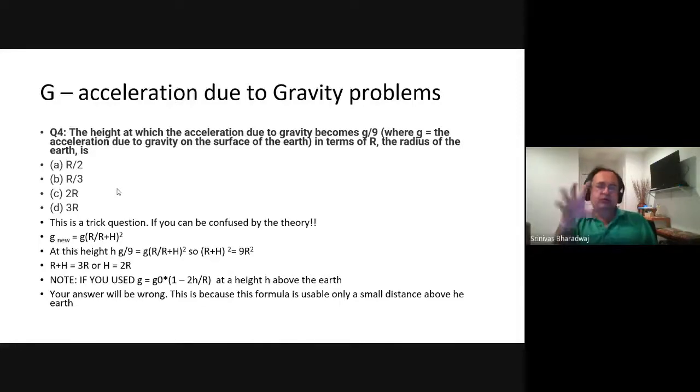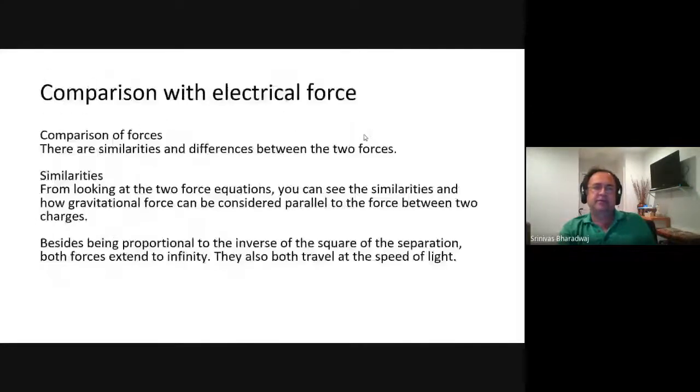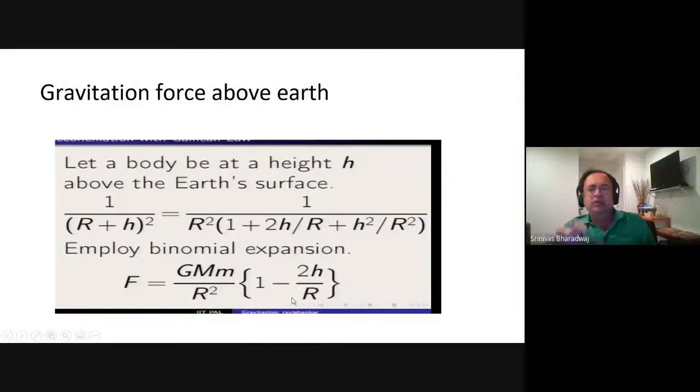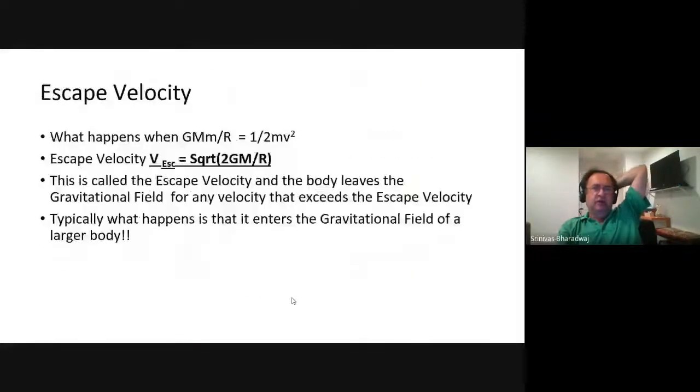Okay. Now, if you used the linear form, you will get the answer wrong because 1/9 is too big. Normally the linear portion is good to maybe 5 to 10% difference. This formula, 1 minus 2h by R, is only for heights which are small compared to R, where h by R is small, like 5%, 10%. h is maybe 5% of the Earth's radius, something like that. Okay, so keep that in mind when you solve these problems.